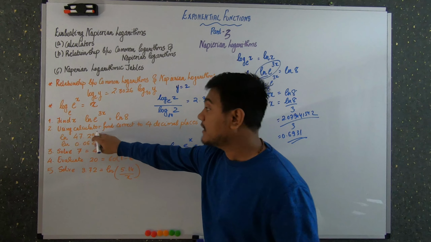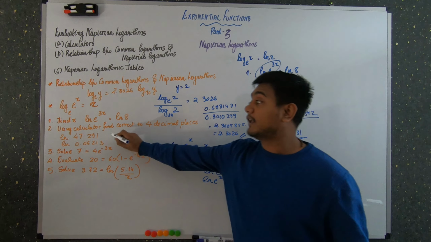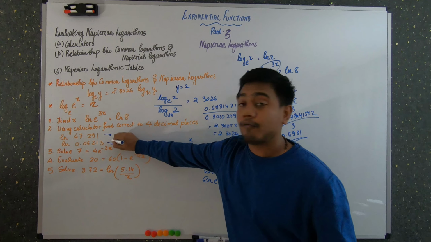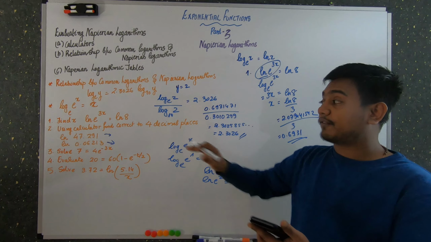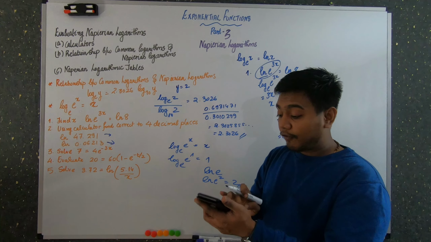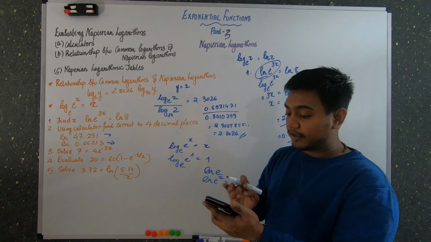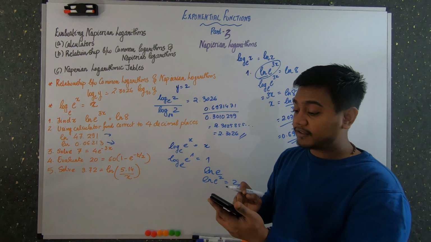Now let's find the second problem. Second problem: using a calculator, find the values correct to 4 decimal places. For the first, let's find out the value of ln of 47.291. What would it yield?